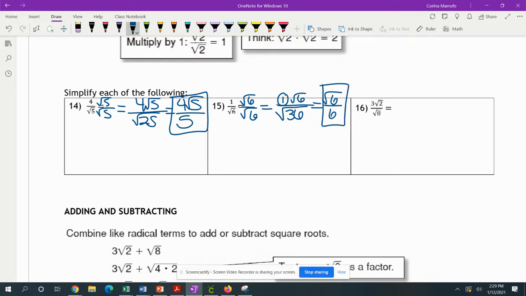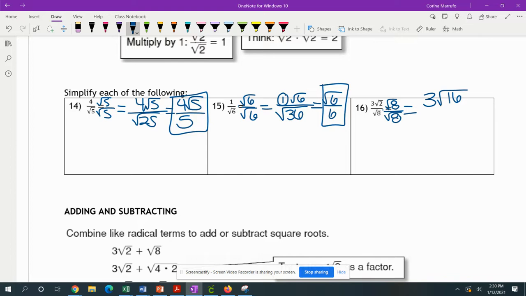And this last one, we have 3 square root of 2 over the square root of 8. So we're going to rationalize it, meaning we need to get rid of the square root that's on the bottom. So we multiply the top and the bottom by the square root of 8. So here I get 3, and the square root of 2 times 8 gives you 16. Okay, you can't multiply times the 3 because the 3 doesn't have a square root.